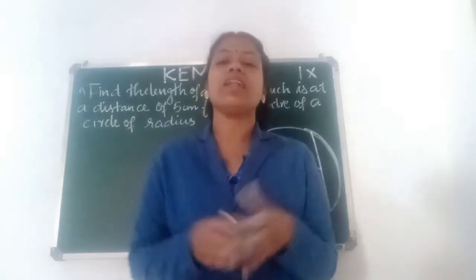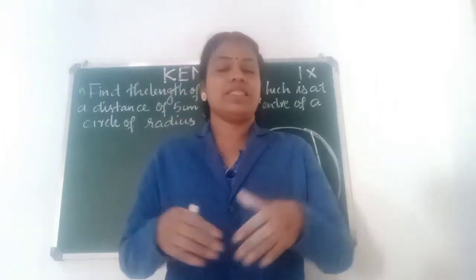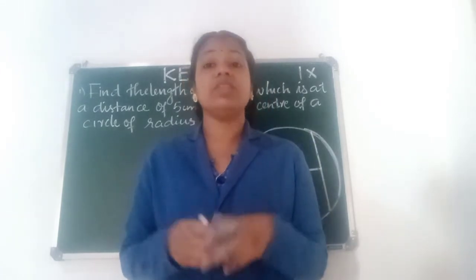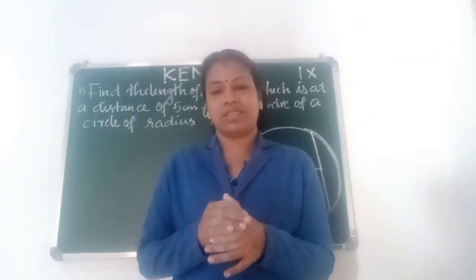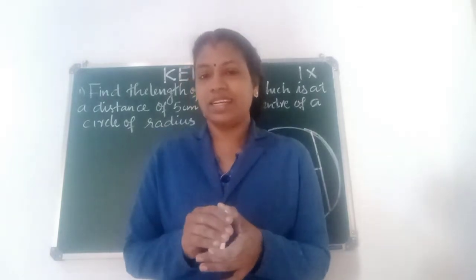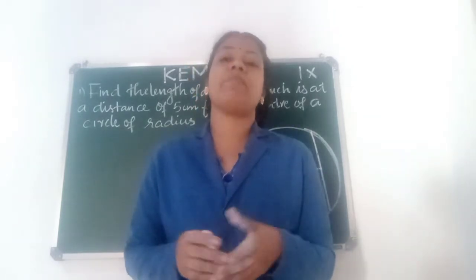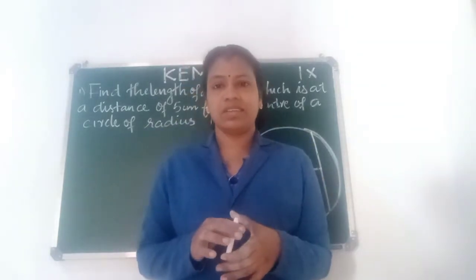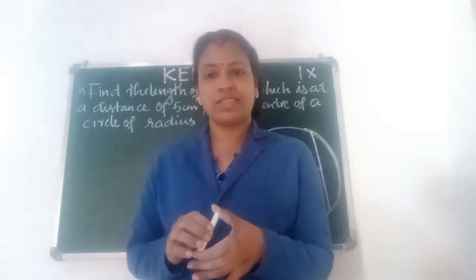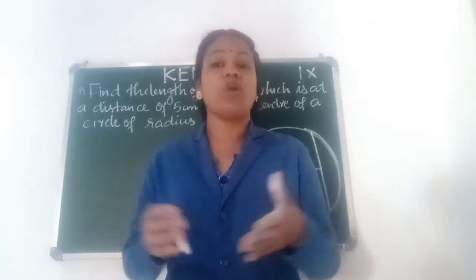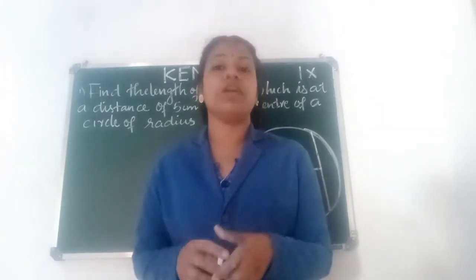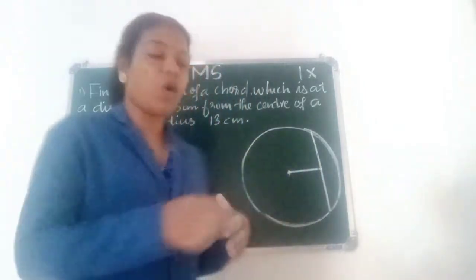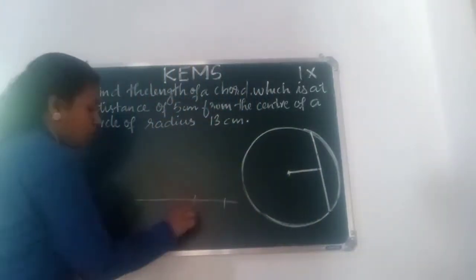Now the second property. There is one and only one circle passing through three given non-collinear points. What are non-collinear points? The points that are not on the same line are called non-collinear points. If the points are on the same line, they are called collinear.